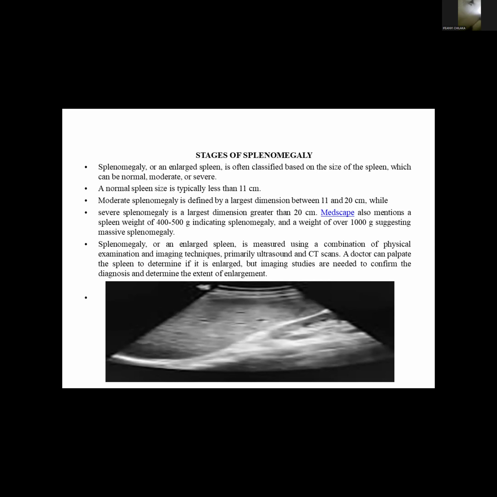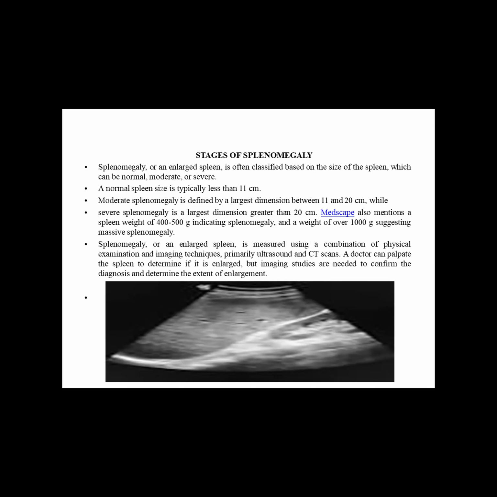It's very, very easy. All you need to do is just go for a scan for a spleen check. Once it is measured and it is less than 11 centimeters, then you have a good spleen. Now we have what we refer to as moderate splenomegaly, where your spleen has enlarged, but in a moderate form.